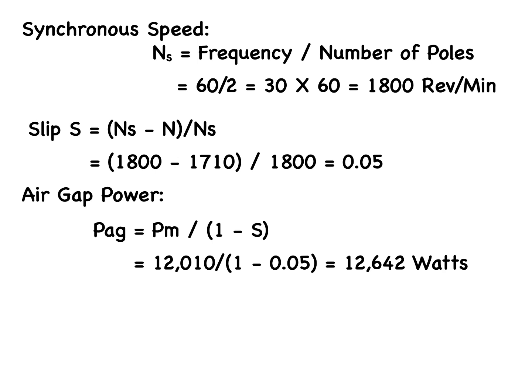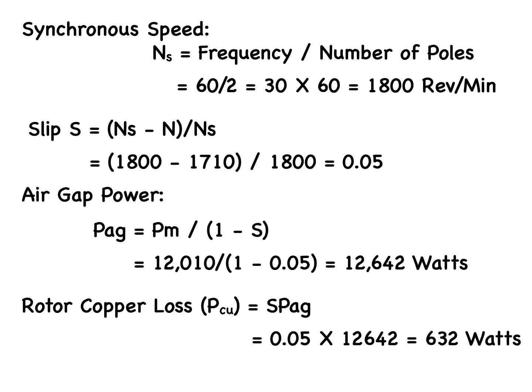Rotor copper losses, PCU, may be calculated by multiplying the slip by the PAG, or 0.05 times 12,642, and that gives us 632 watts. And we are done.